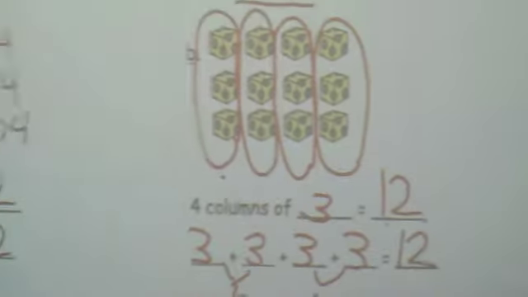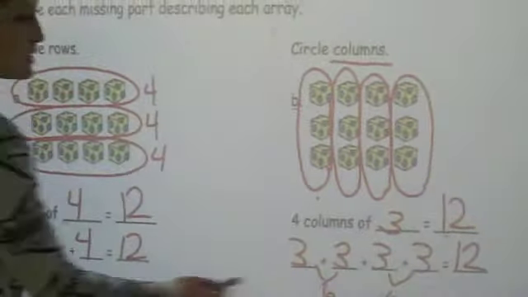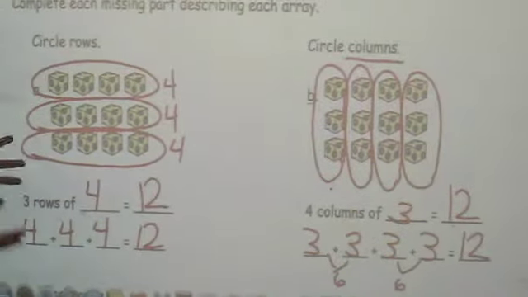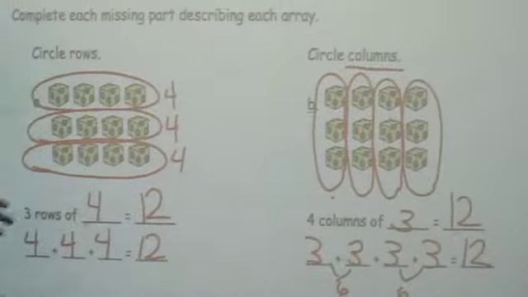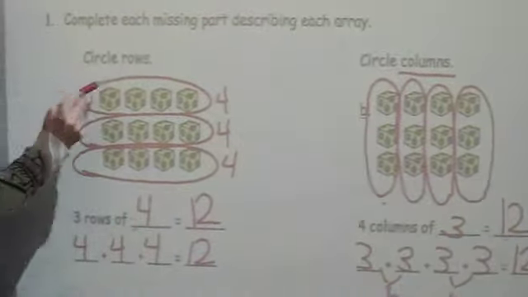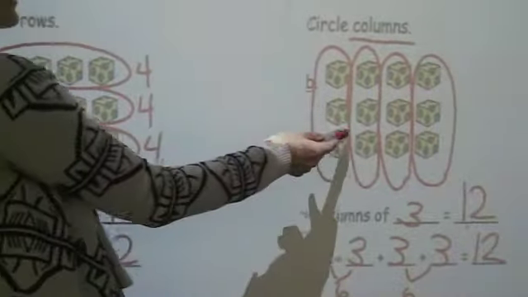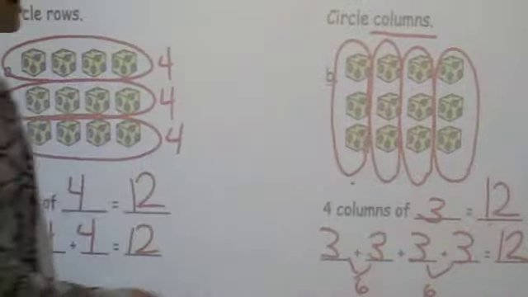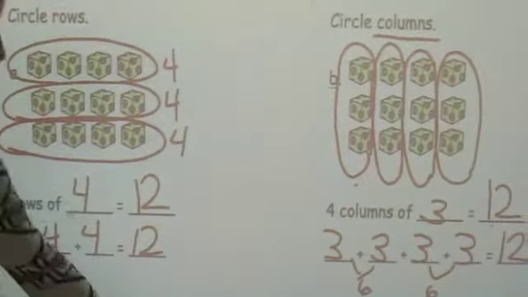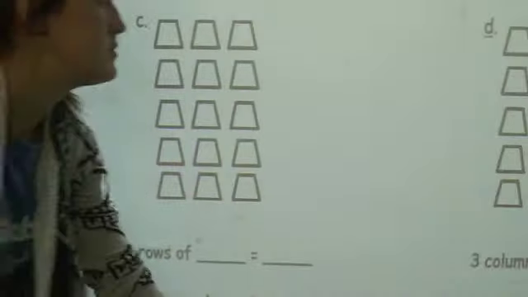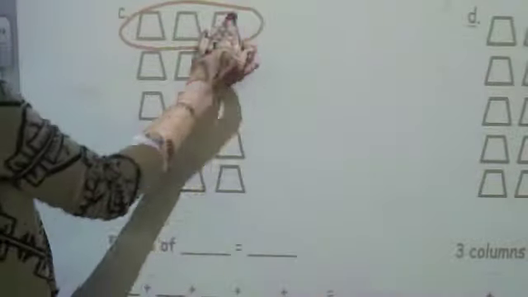As you can see, we have the exact same amount of presents. They're just in a different type of array. This one we have 3 rows of 4, and in this one we have 4 columns of 3. Let's try another one. Okay, so for letter C, it says to circle our rows again. We know our rows go across, so let's go ahead and circle each of our rows.